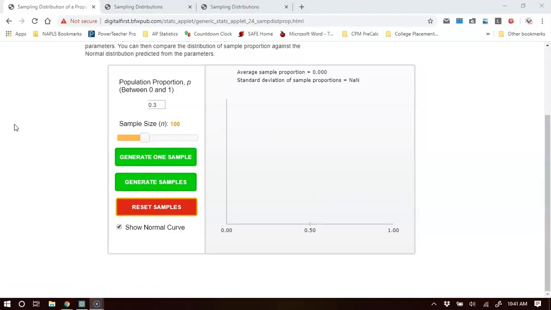So right now I have a population proportion p equal to 0.3, and I have a sample size of 100. If I generate one sample, I grab 100 and take the sample proportion of that, and I plot it. There we go. And I'm going to do that again and again. So I keep on taking samples of 100 and finding the sample proportion and then plotting it on the number line. I do that repeatedly. That's what creates a sampling distribution of p hats. Now I'm going to do this many times.